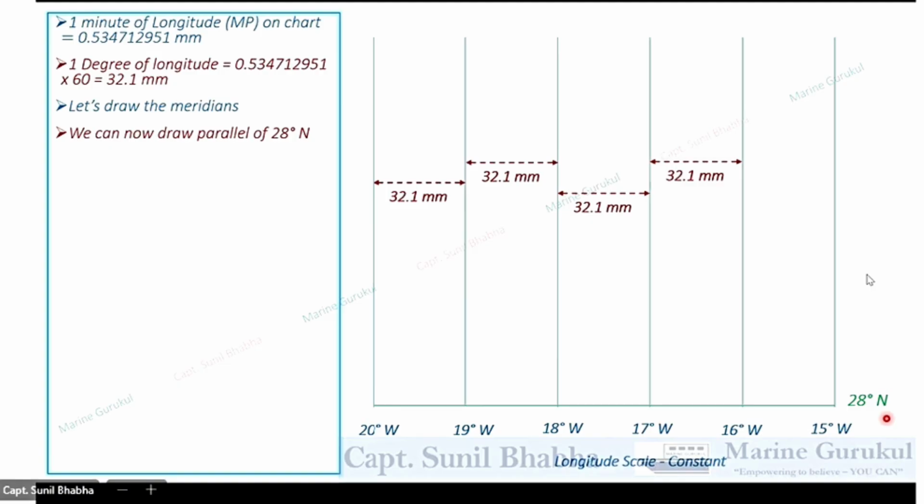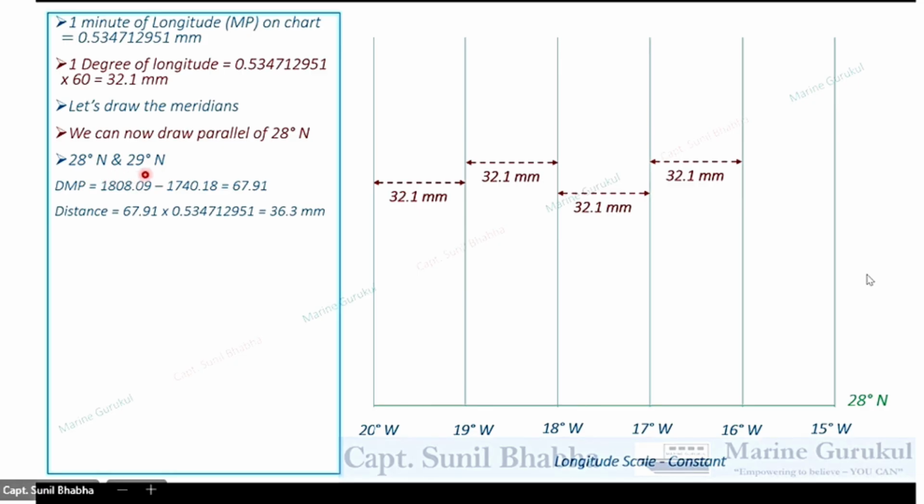Now the question which I face is, how much gap should I be keeping between 28 north and 29 north? Now I do not know what is the length of 1 minute of latitude. So how do we find out the length or distance to be kept between 28 and 29? Now for this, what we do is, we find out the difference of meridional part between these two latitudes, 28 degrees north and 29 degrees north. This can be found from the meridional parts table in the Norris table.